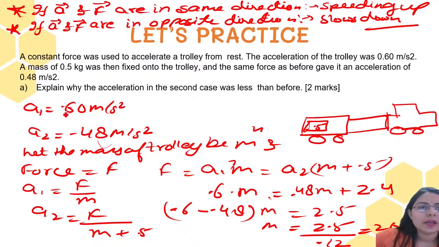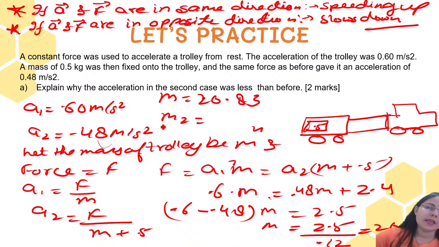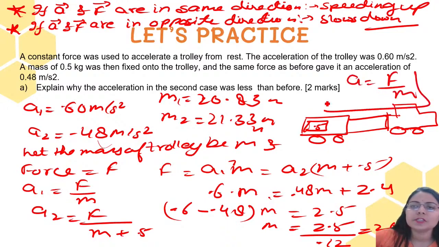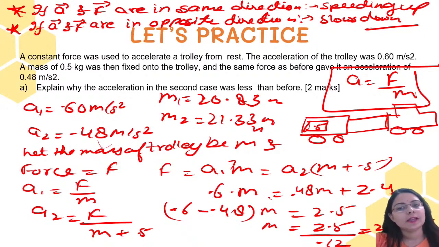Okay guys, what do we have? Explain why the acceleration in the second case was less than before. The acceleration in the second case was less because the mass has been increased by 0.5. The first mass, M1, is the trolley's mass, and M2, that is M plus 0.5, is larger. So if the mass is higher, the acceleration will be lower. We know the formula that acceleration is directly proportional to force but inversely proportional to mass. If the mass in the first case is lower, then acceleration will be higher. If the mass in the second case is higher, acceleration will be lower. As simple as that.